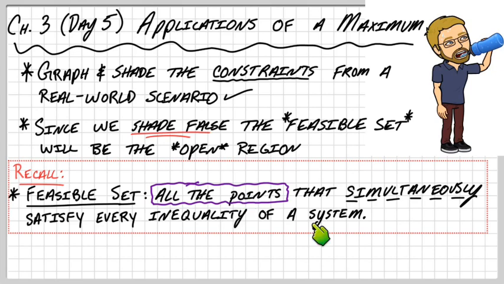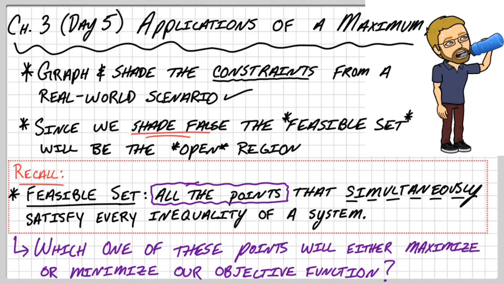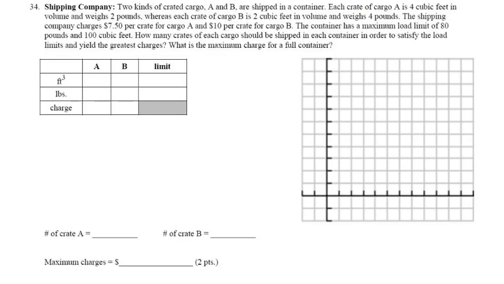And we don't need to check all the points. We just need to check the corner points, the vertices, and that will tell us which one of those points will either maximize or minimize our objective function. In today's worksheet, we have 3 questions that are about scenarios that feature maximums. So I'm going to do the third and final question with you, and that'll leave you with the other 2 to do on your own.